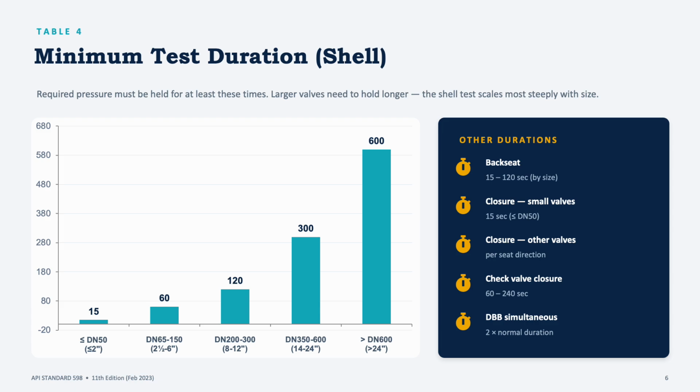Backseat is 15 to 120 seconds by size. Closure for the small valves is 15 seconds. Closure for other valves is per seat direction. Check valve closure is 60 to 240 seconds. And double block and bleed simultaneous is 2 times the normal durations.